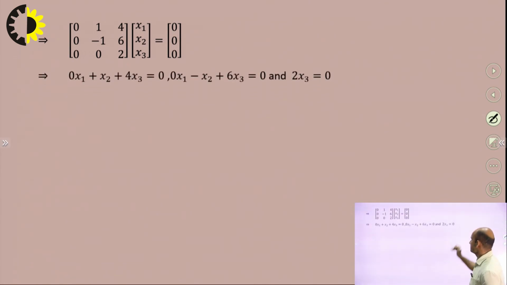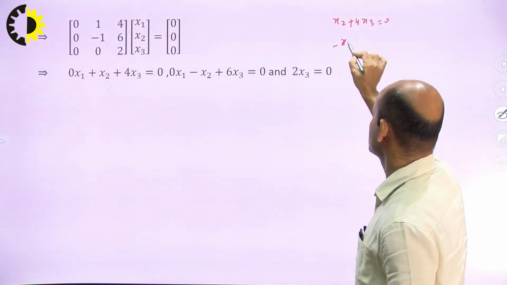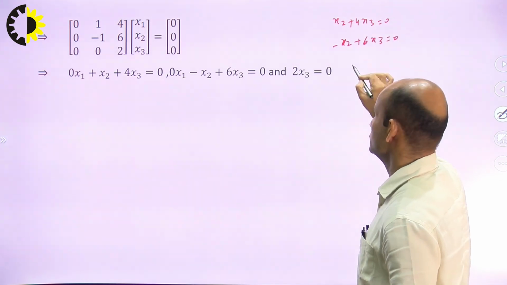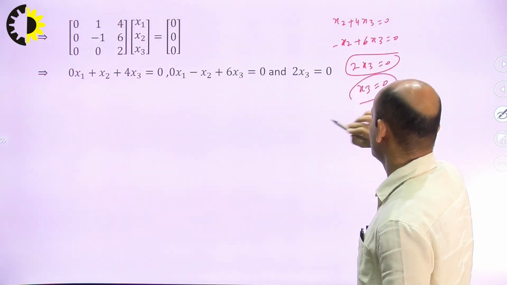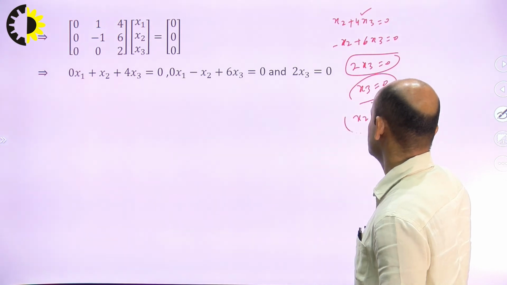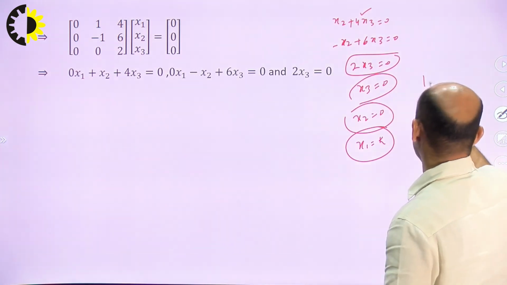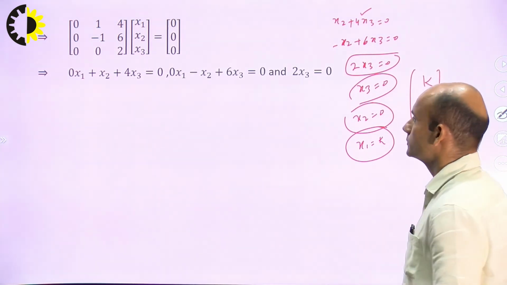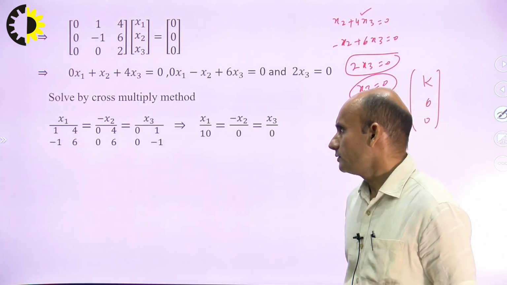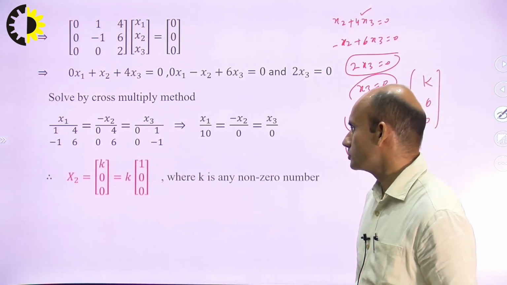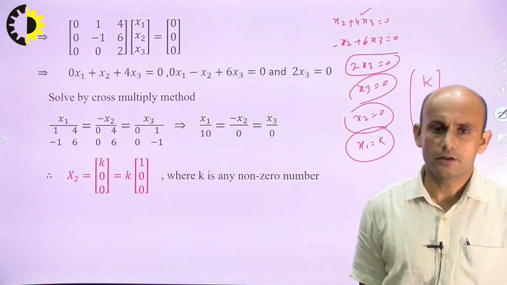With the help of this, the first one is x2 plus 4 x3 equals 0, and minus x2 plus 6 x3 equals 0, and 2 x3 equals 0. So we get x3 equals 0. If x3 is 0, then x2 will also be 0. And let x1 be any arbitrary number k. So the vector will be k, 0, 0. Also we can solve with the help of the cross multiplication method. After solving by cross multiplication, we can also get the vector of the same form, which is k times 1, 0, 0, where k is any arbitrary number.